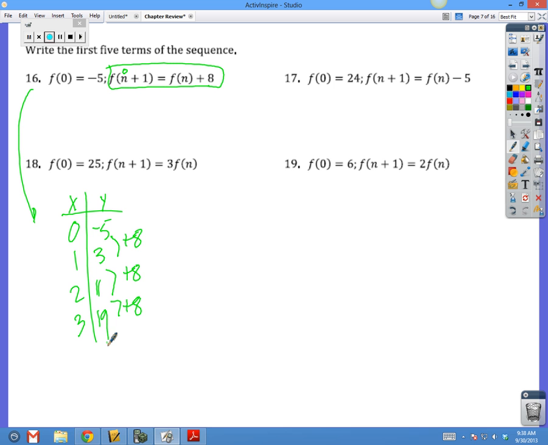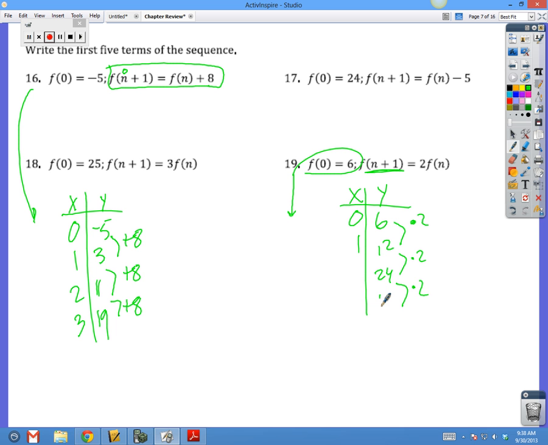Let's look at this guy. X, Y, okay, the first 0 gives you 6 for an answer. Now to get the next one, to get the answer of 1, I multiply the answer by 2. So 6 times 2, that's going to be 12. To get the next one, I times 2 is going to be 24. To get the next one, I times by 2 is 48.